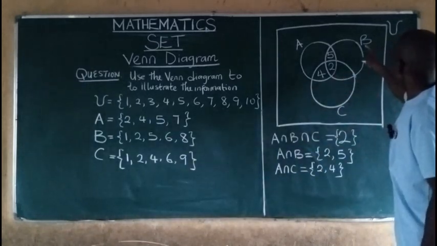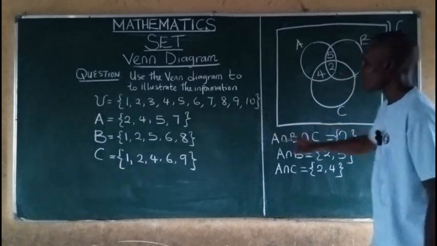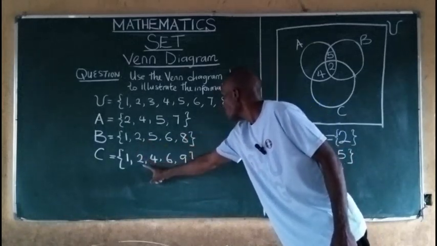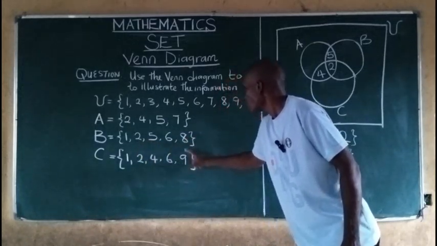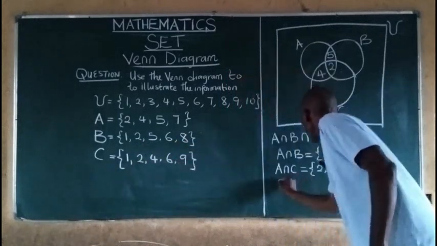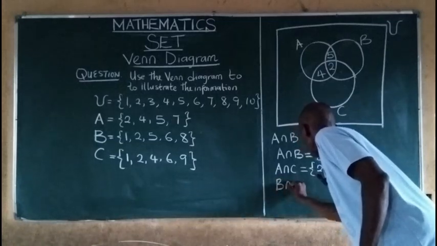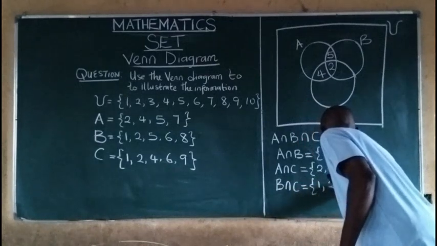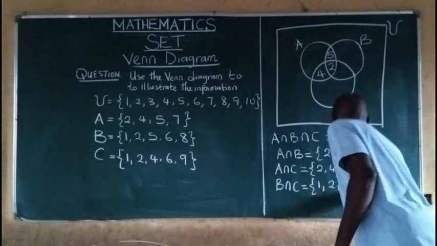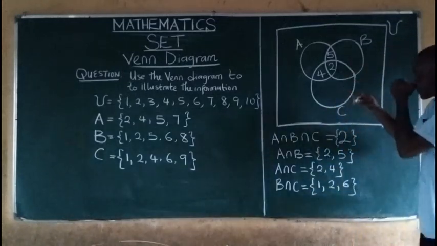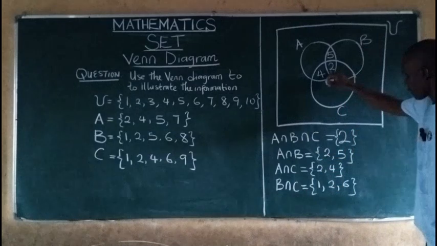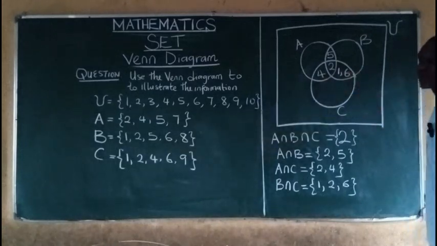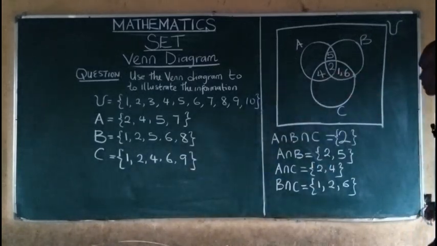Now, we have B intersection C, which is this point. For B intersection C, we have 1, 2, and 6. This time, we already have 2 here, so we only write 1 and 6.